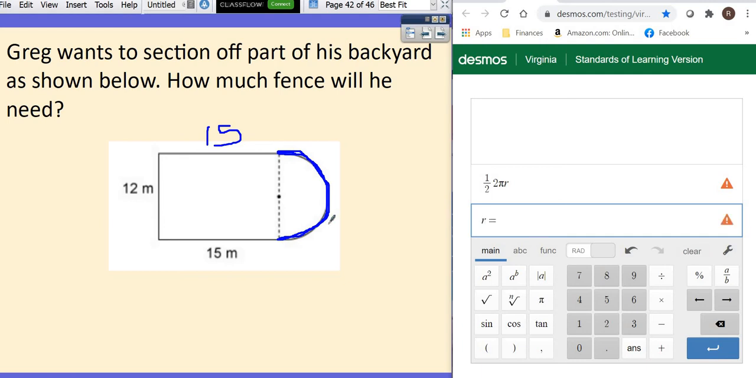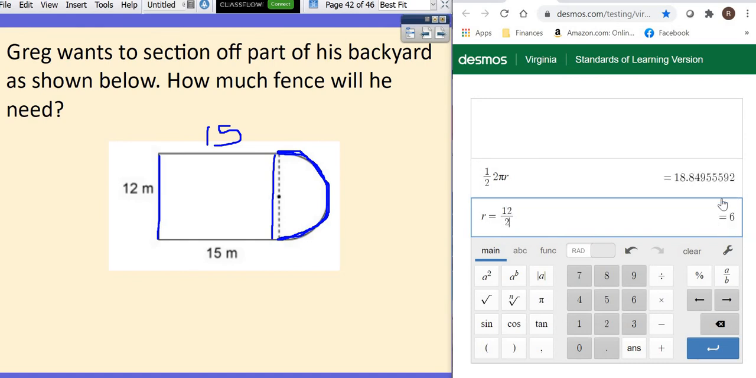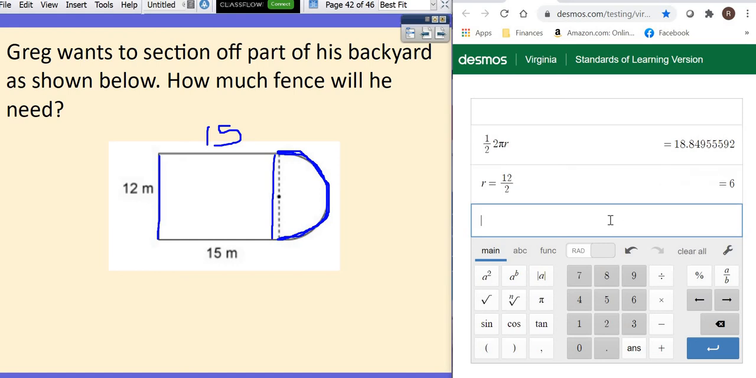The only thing my calculator does not know is the r, so I'm going to have to figure that out next. If I know this entire side over here is 12, then I know this entire side here is 12. But that's a diameter, not a radius. Since it's a diameter, I'm going to put it in my calculator and divide by 2 to find my radius of 6. So that means I've got 18.8 meters of fence that I'm going to need there.